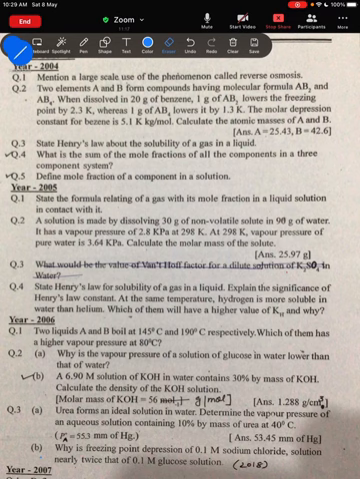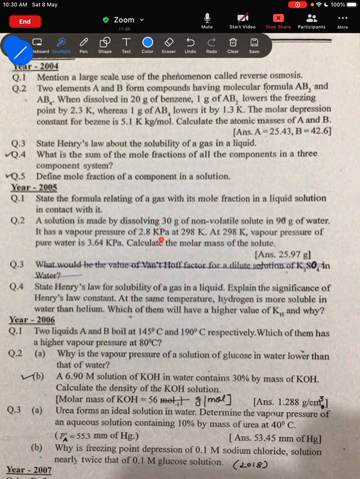Define mole fraction, then state the formula relating the gas with its mole fraction in a liquid solution in contact. A solution is made by dissolving... This is a direct question. You can keep it in kilopascal itself, so units will get cancelled, no problem. Or if you want to convert that into pascal, then you can multiply each one by 1000.